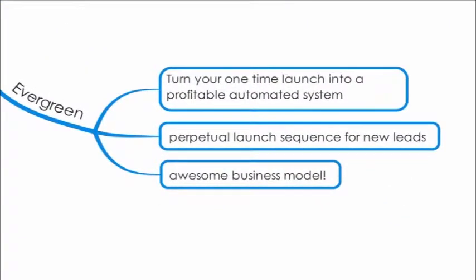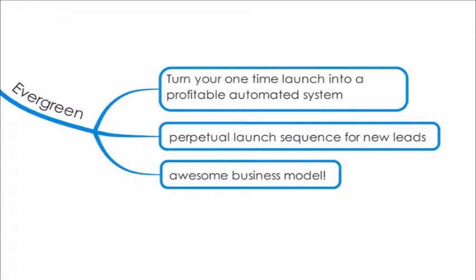Another launch I haven't mentioned so far is the evergreen launch. And this is where you take your one-time launch and you turn it into a profitable automated system. It's basically a perpetual launch for new leads. People come into your world. They join your list. They learn about you. They subscribe to your email list, and then you run a launch sequence for them based on when they joined your list.